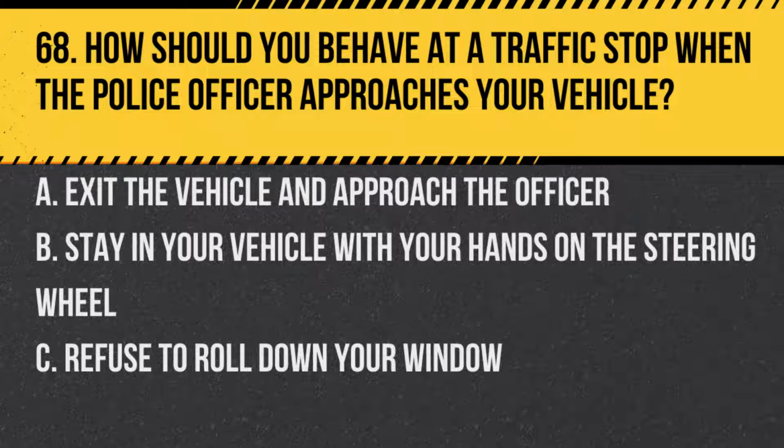Question 68. How should you behave at a traffic stop when the police officer approaches your vehicle? A. Exit the vehicle and approach the officer. B. Stay in your vehicle with your hands on the steering wheel. C. Refuse to roll down your window. Answer. B. Stay in your vehicle with your hands on the steering wheel. This is for the safety of both the driver and the officer.